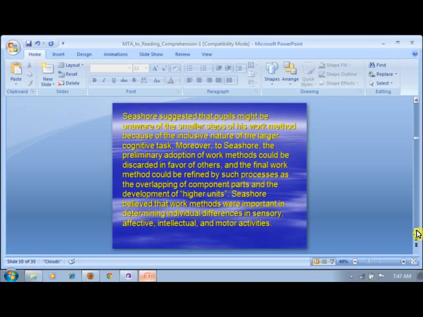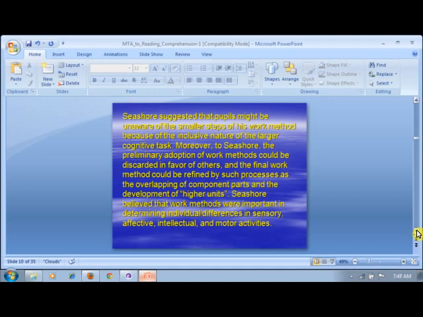Seizur suggested that pupils might be unaware of the smaller steps of his work method because of the inclusive nature of the larger cognitive task. Moreover, to Seizur, the preliminary adoption of work methods could be discarded in favor of others, and the final work method could be refined by such processes as the overlapping of component parts and the development of higher units.